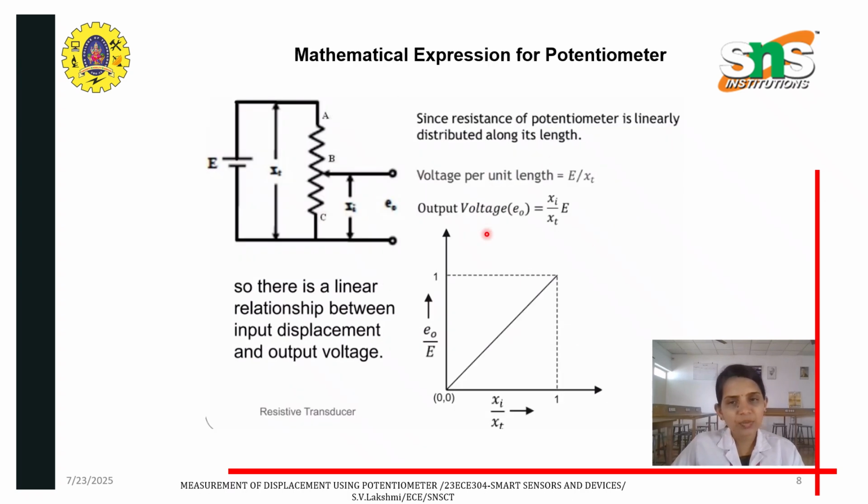The mathematical expression here shows a linear relationship. The voltage per unit length is E by Xt, and the output voltage would be calculated as Xi by Xt with respect to E.